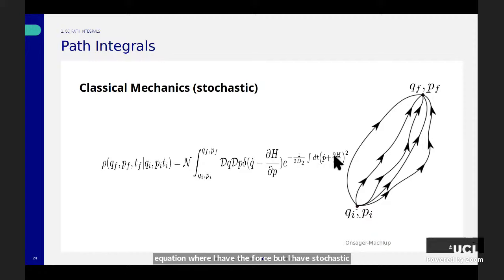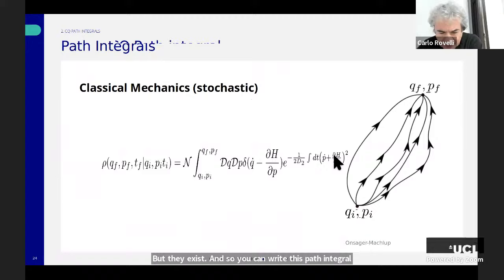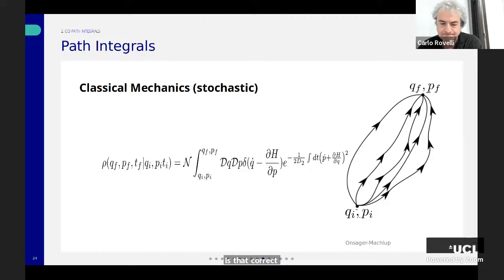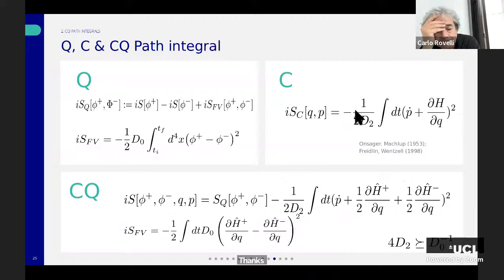You've introduced two constants, right? D1 and D2. One says how much decoherence, and one says how much is the stochastic force. Is that correct? That's right. So in the quantum path integral, I introduced the D0, which was how much decoherence I have. And here I've introduced a D2, which is how much diffusion I have, which controls how much I'm suppressing the paths which deviate from Hamilton's equation. Thanks. I appreciate the questions, so keep them coming.